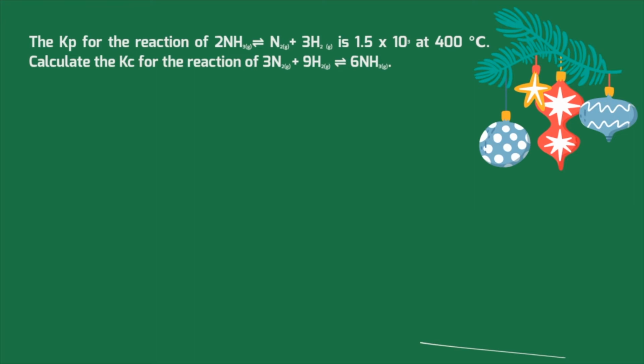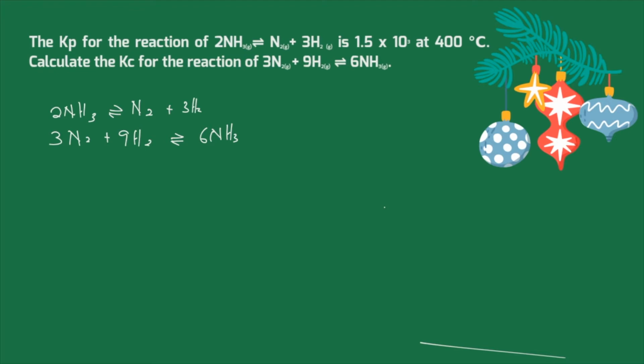I guess this is a rather challenging question. If you can see here, you have two different equations. One is 2NH3 will produce N2 plus 3H2. But the thing that you were asked to calculate is for 3N2 plus 9H2 that will produce 6NH3. Alright, so how are you going to tackle this question?